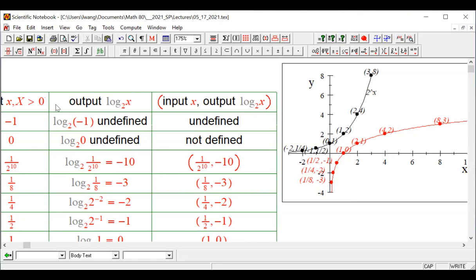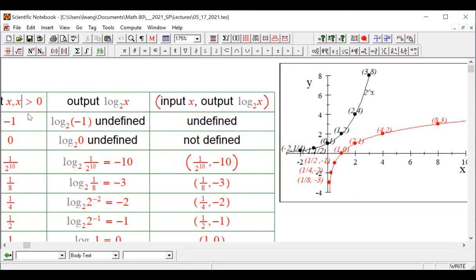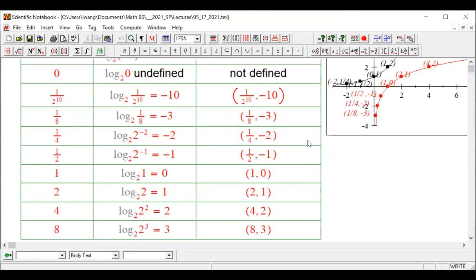This is something a lot of our students don't get. Just because the input is positive doesn't mean the output will be positive. From these examples, you can see the input must be positive, because if it's negative or 0, it's undefined. But the output can be negative. So your points can be below the x-axis, on the x-axis, and above the x-axis. Does everybody follow me?